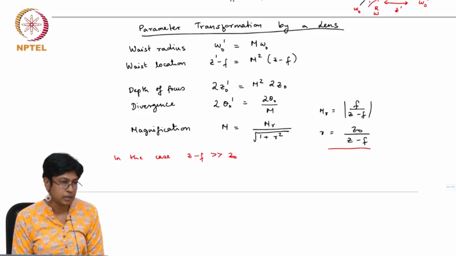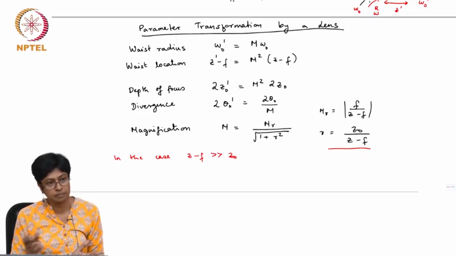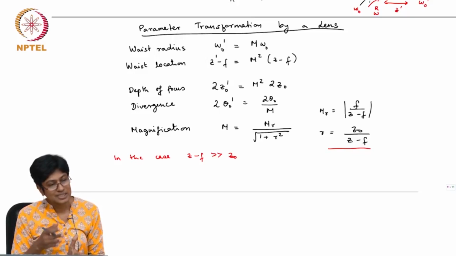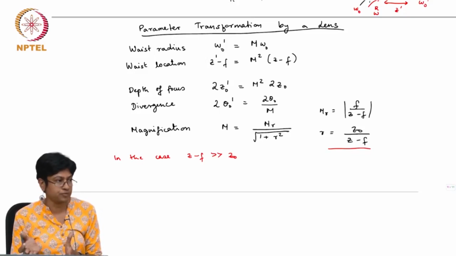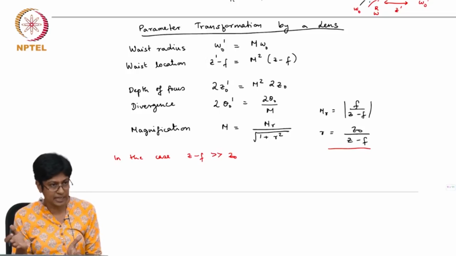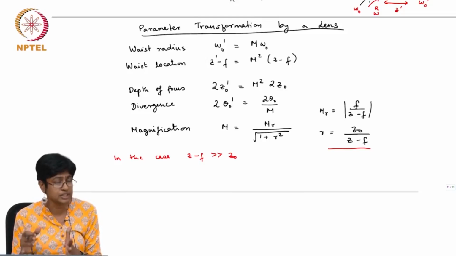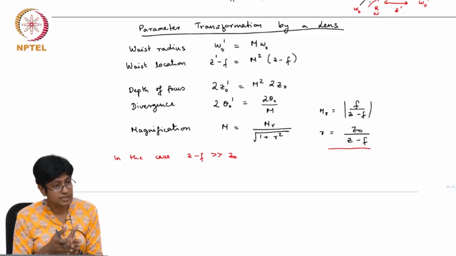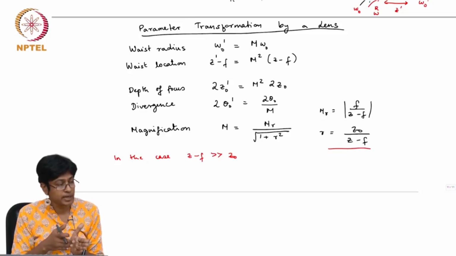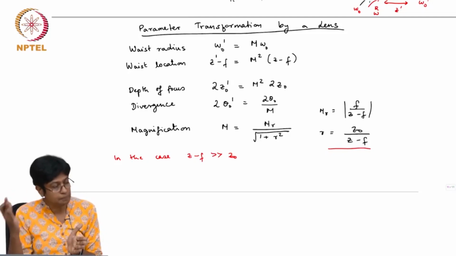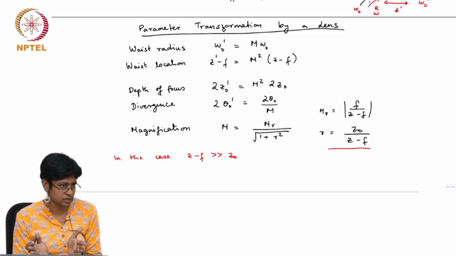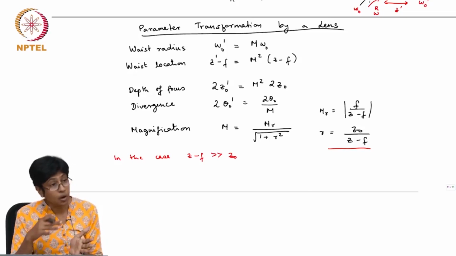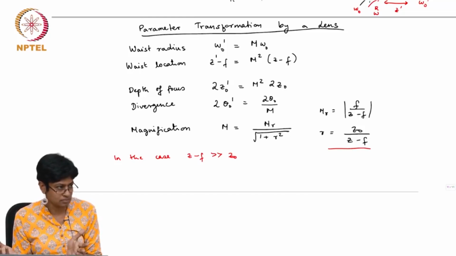What does that mean? If I say Z minus F is much greater than Z naught, remember Z is the location of the waist from the lens. By taking the case where Z minus F is much greater than Z naught, you're looking at the case where the lens lies well beyond the Rayleigh range of this particular setup, okay? In other words, the lens lies well outside the depth of focus, okay?